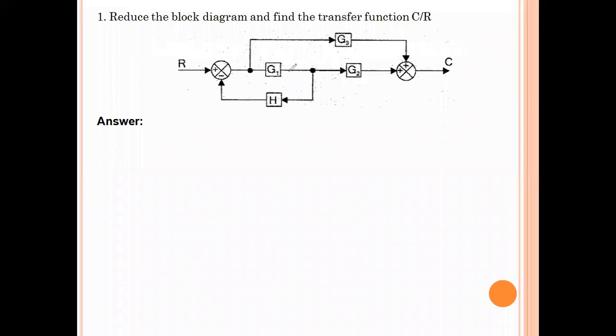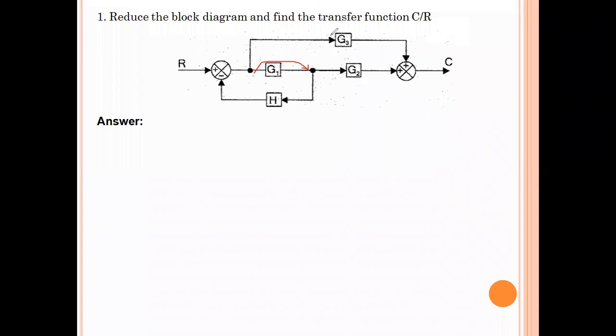And here, two branch points are there. So if we shift this branch point from this point to this point, if we shift like this, then these two will be parallel blocks, feed forward blocks, right? So we can simplify it very easily. Okay, so with the help of rule number, what is this rule number? Rule number 3, I think. Shift the branch point ahead of the block. So use this rule, just simply shift this branch point from here to here.